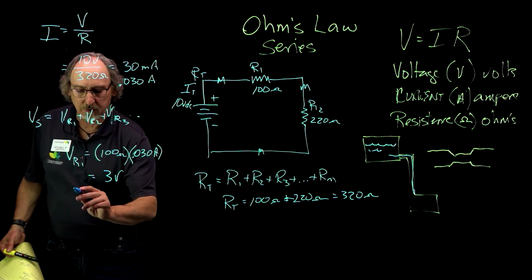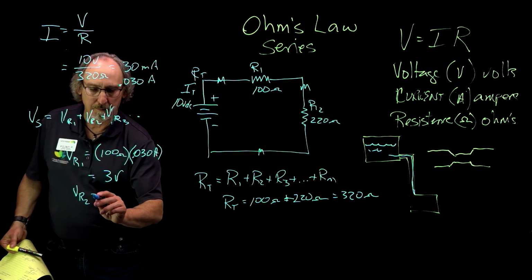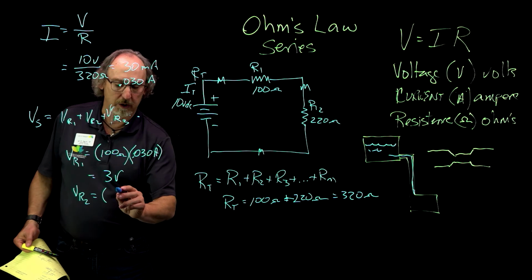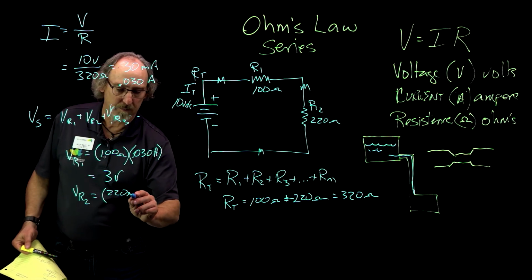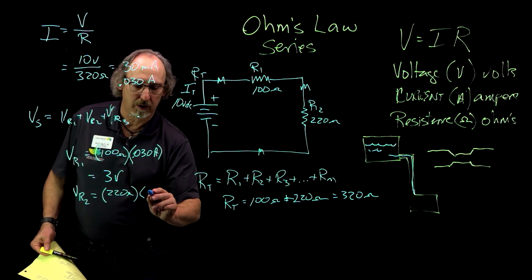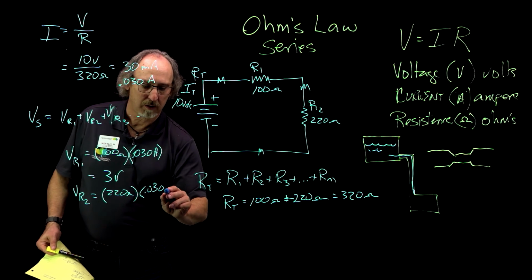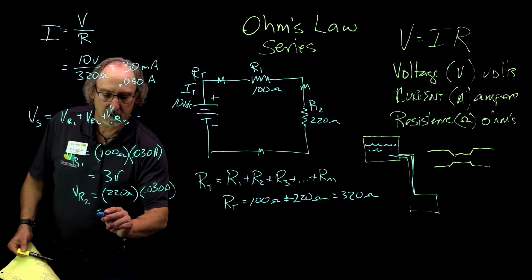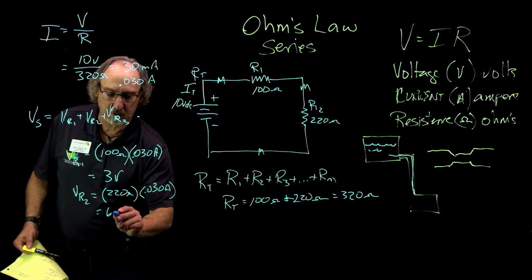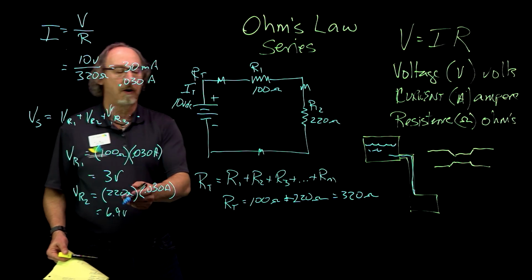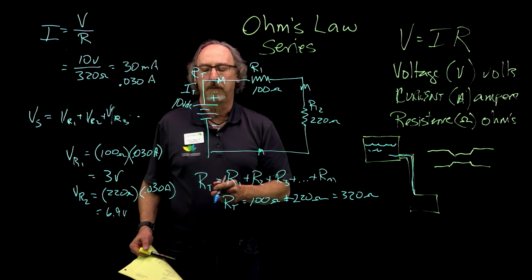So if we do the calculation of R2, I have a resistor of 220 ohms. I still have the current. And if you do the calculation, it actually comes out to about 6.9 volts. So I'm real close to my 10 volt source.